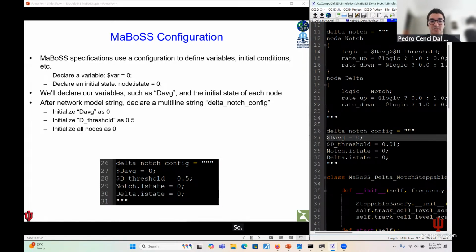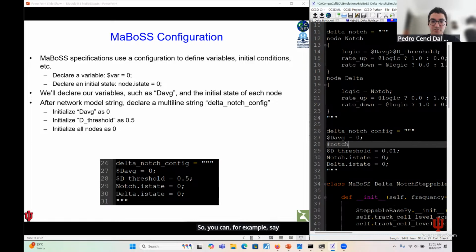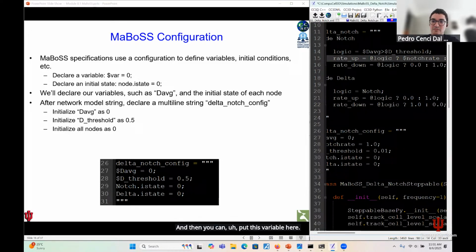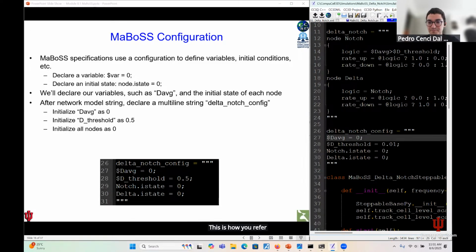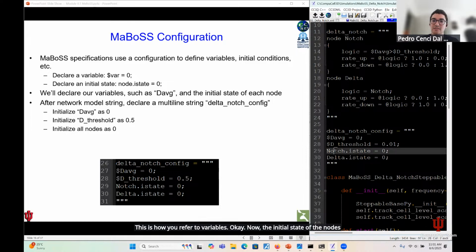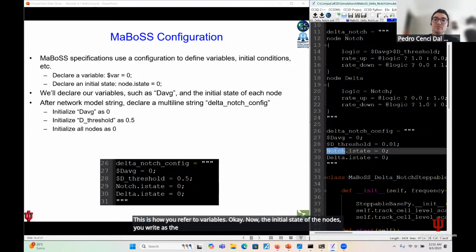So you can, for example, say notch rate equals 1. And then you can put this variable here, like this. So this is possible. This is acceptable. This is how you refer to variables. Okay. Now, the initial state of the nodes, you write as the name of the node, then a dot, and then I state. I for initial, so initial state equals 0.